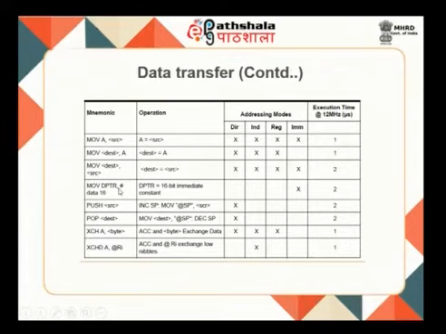MOV DPTR, #data16. When I want to move 16-bit data, I have to have a 16-bit register. We have DPTR, which has DPL and DPH together, so I will have a 16-bit register. Because of that I will be using MOV DPTR comma #16-bit data. The data I have will be moved towards your DPTR. This can be used only for immediate addressing, because we have a hash over there.